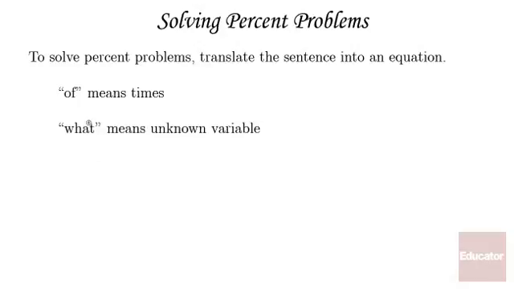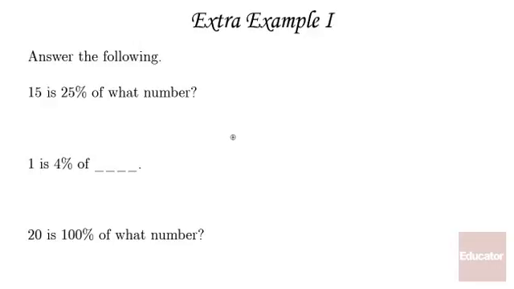So this is almost the same as what we just did in the last lesson. But now we're going to be looking at variables and solving equations, so we're going to have to go a little bit deeper into these problems. For the first set of examples, example 1: 15. Remember, if we have a number, we're just going to write it straight down into our equation. Is. The word "is," remember, means equals. 25%.